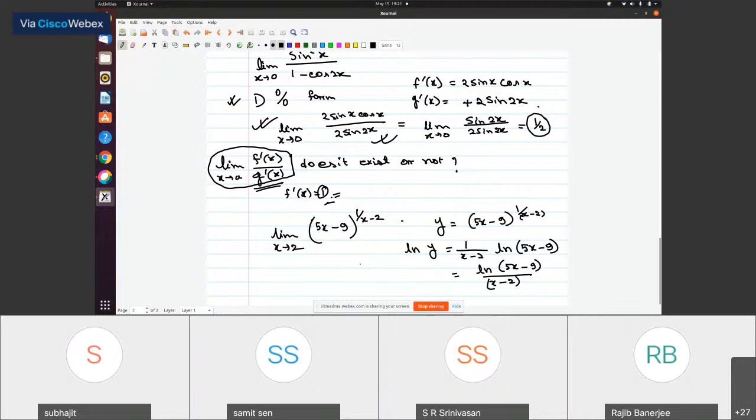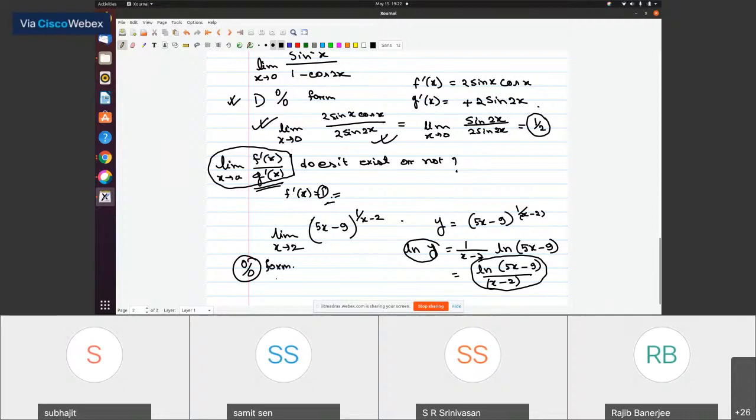Now you get a function of the f by g form. After calculating the limit of this function, we will convert it back to e power something by taking the antilog. The function we got here is log(5x minus 9) by x minus 2. Now, it is in 0 by 0 form, so it is an indeterminate form.